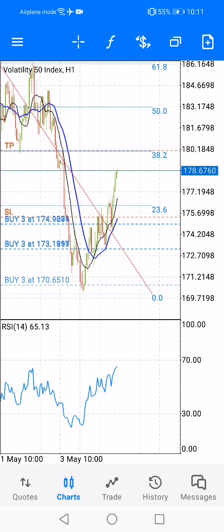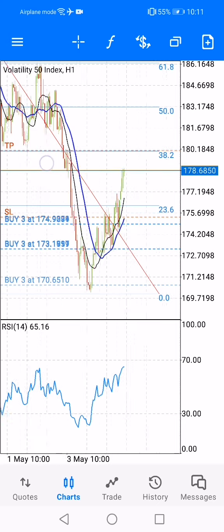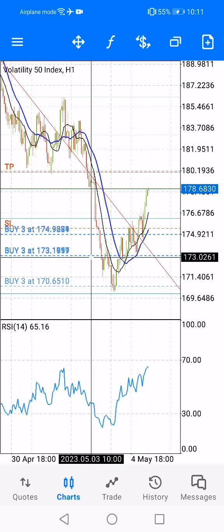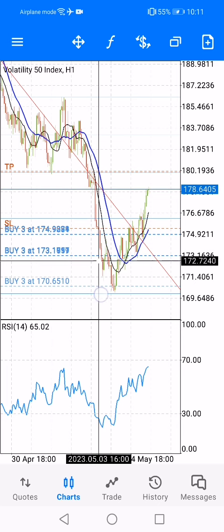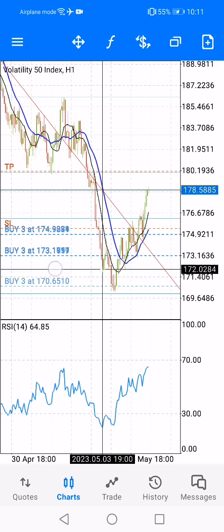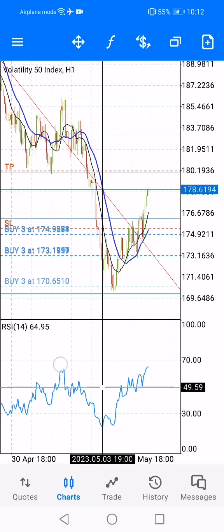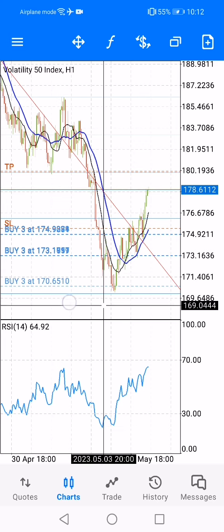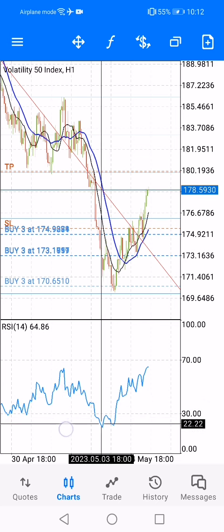First things first, you are going to use the 1 hour time frame, and you wait for the RSI to be oversold. Like in this case, the RSI was oversold here. You see? When the price was here, which was on the 3rd at 7 o'clock, the price was oversold.